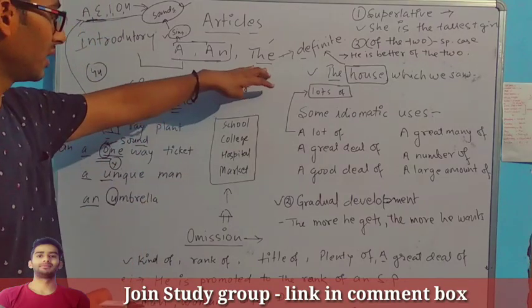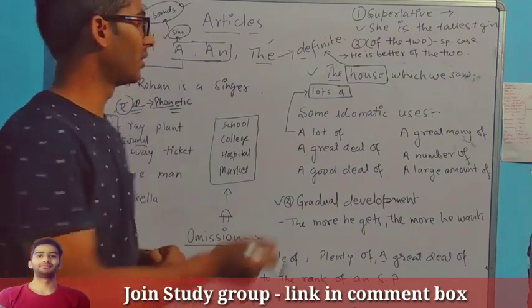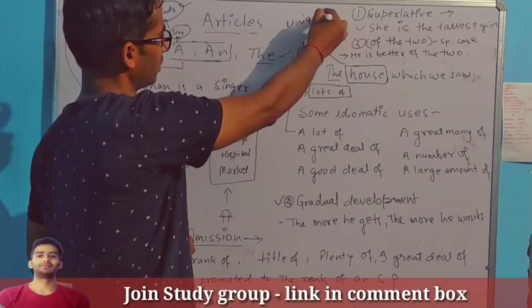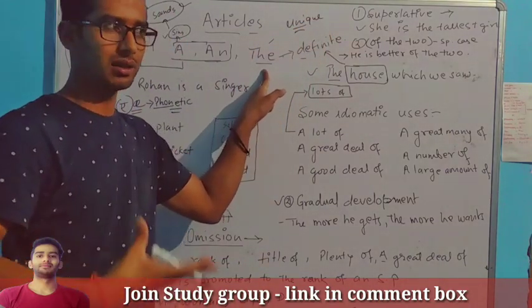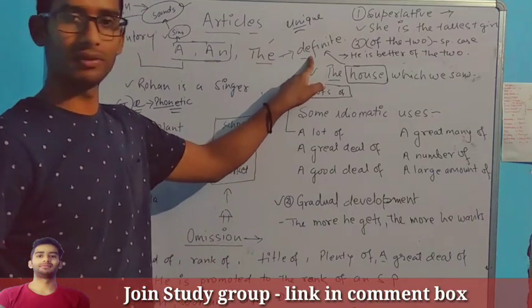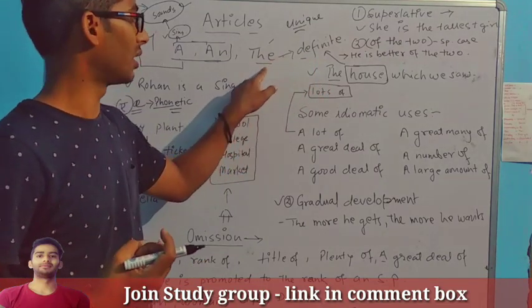Now let's come to the uses of the. The is used before any unique thing. If something is unique, we use the. So this is a shortcut way to remember. But there are lots of other uses of the. The makes things definite. That's why it is called the definite article.